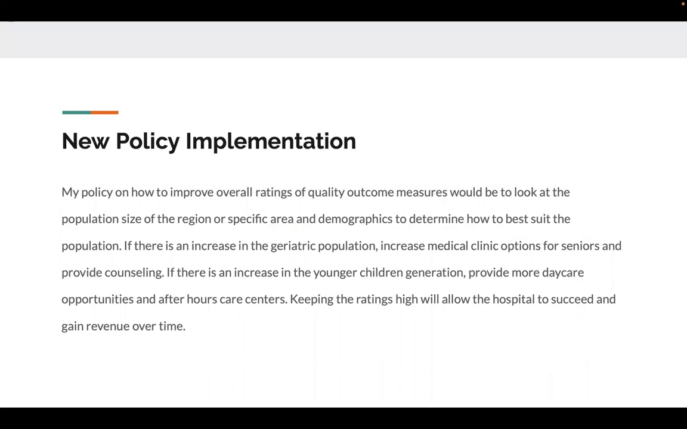So for my new policy implementation, I want to improve overall ratings of quality outcome measures by looking at the population size of the region or specific area and demographics to determine how to best suit the population. For example, if there's more of an increase in the geriatric population, you would like to see an increase in medical clinic options for seniors and providing counseling. If there's an increase in younger generation, you want to be able to provide more daycare opportunities and aftercare centers. Keeping the ratings high will allow hospitals to succeed and gain revenue over time.